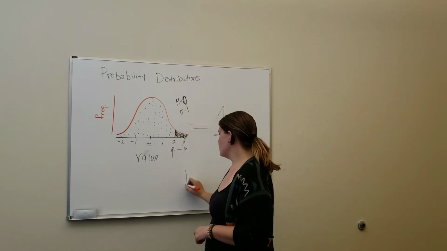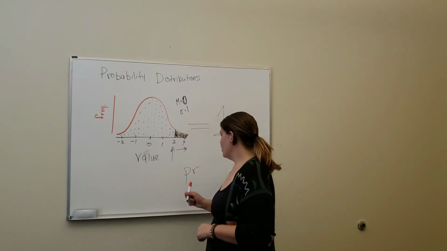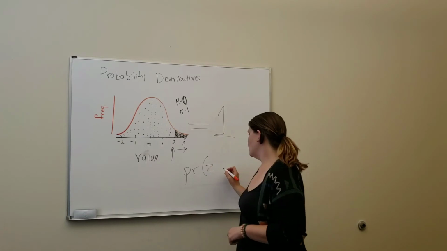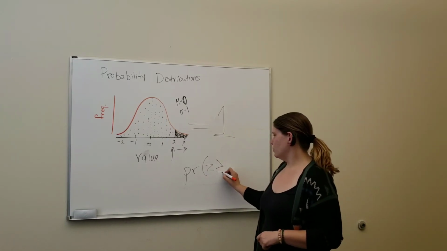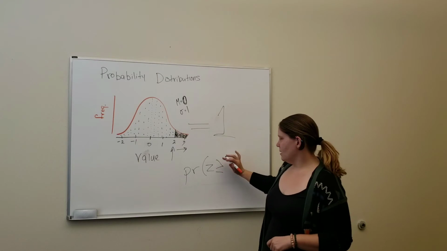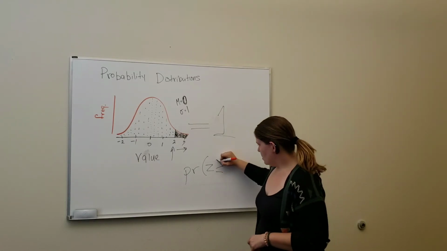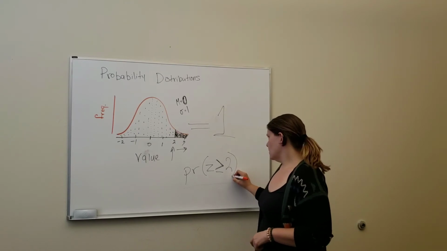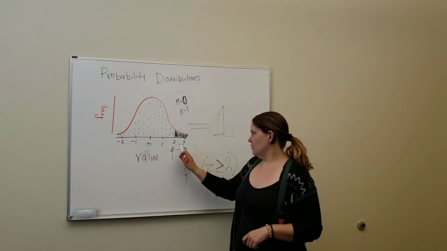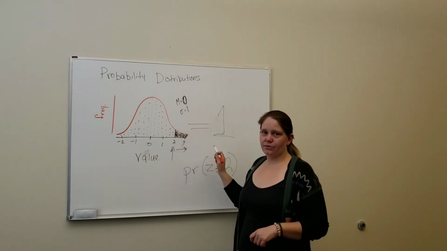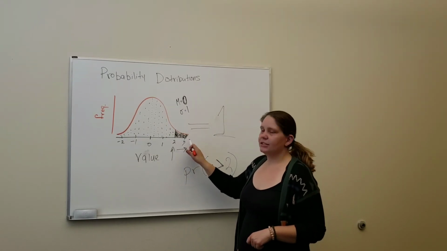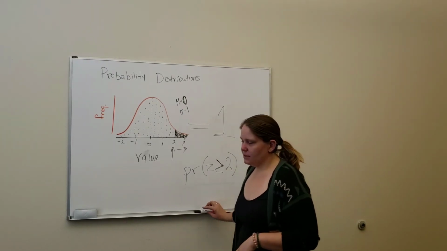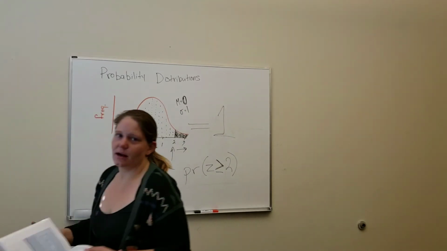If I wanted to know the probability of pulling, these are z-scores, a z-score greater than or equal to 2, remember greater than, the big mouth opens towards the bigger number, I would calculate the area from the 2 out through the tail because every value out here is greater than 2. There is a way to calculate that, but that's outside of the scope of this class.